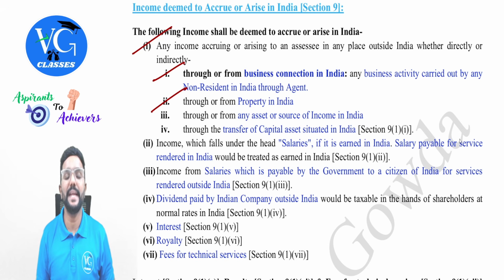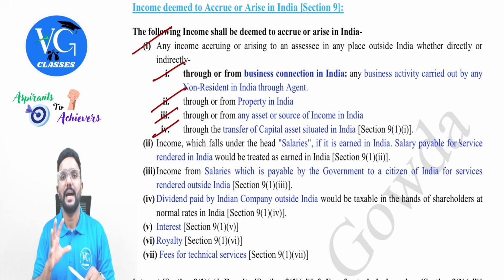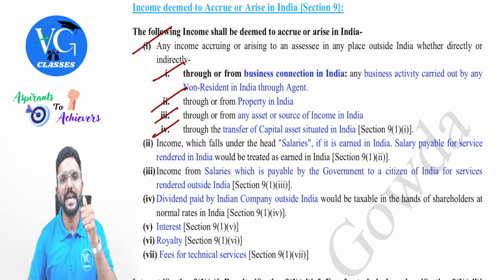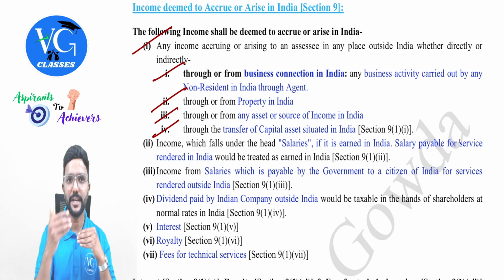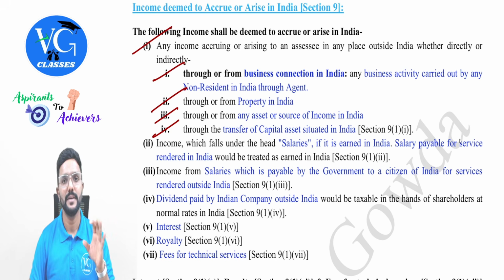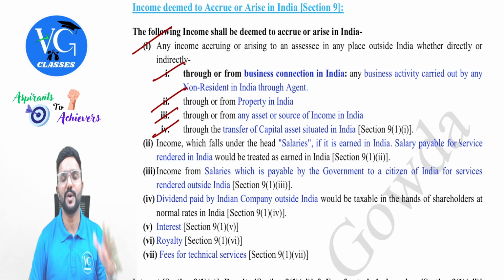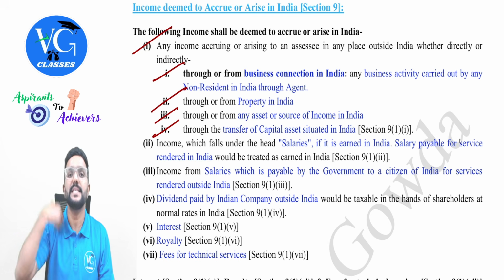Through or from property in India, or through or from any asset or source of income in India, or through the transfer of capital assets situated in India. Now, guys, assume an assessee or a person has any asset or capital asset or property in India. If they are letting it out and earning rental income, they might be receiving this rental income outside India or in foreign currency, doesn't matter. As the asset is in India, the source is in India, income is deemed to accrue or arise in India and it is taxable. Sir, what if this asset is sold?